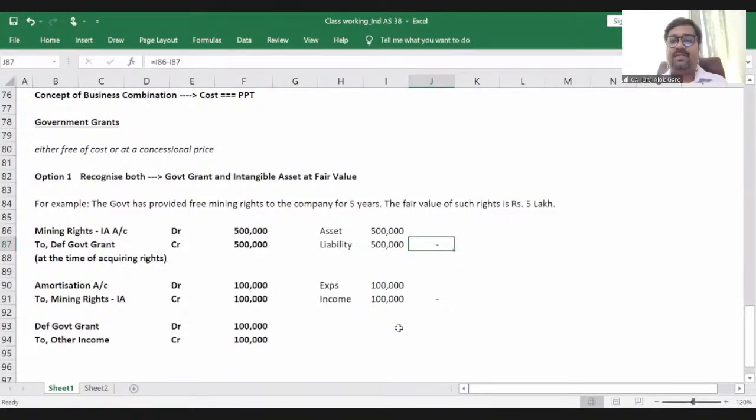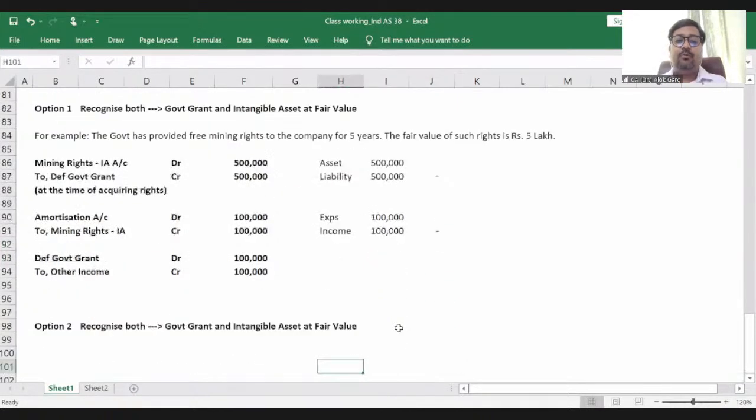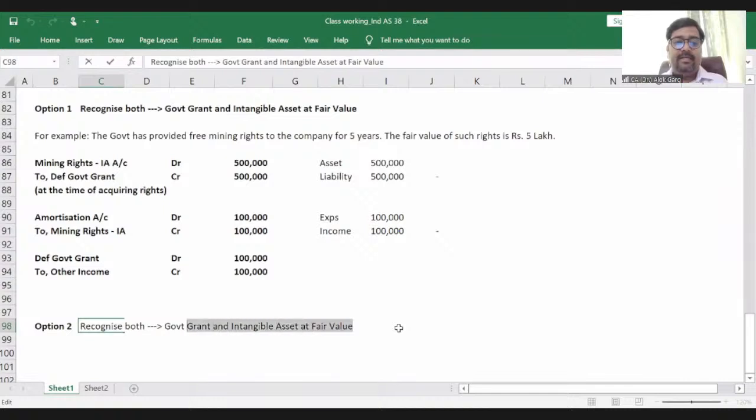This is the first way of presenting the thing. This is option number 2. Option number 2 is recognize the intangible asset at nominal cost plus directly attributable cost, if any.